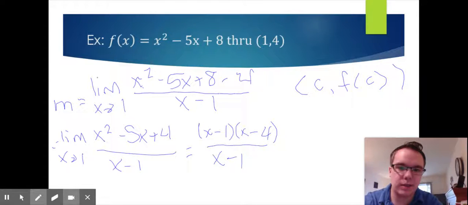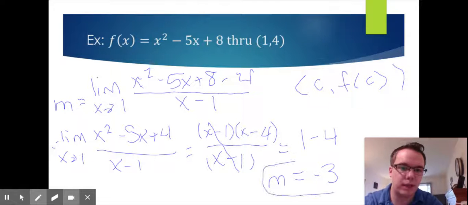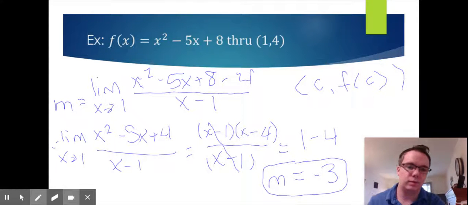So our x minus 1s then cancel out. And if we plug in our number for x, we're taking the limit to 1, so I'm going to plug in 1. And so our slope is 1 minus 4, or negative 3. So that means the slope of the line that touches the function at (1, 4) has a slope of negative 3.